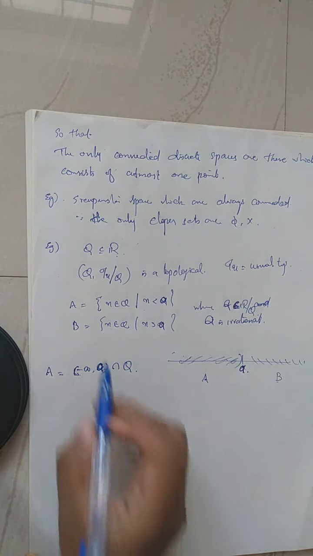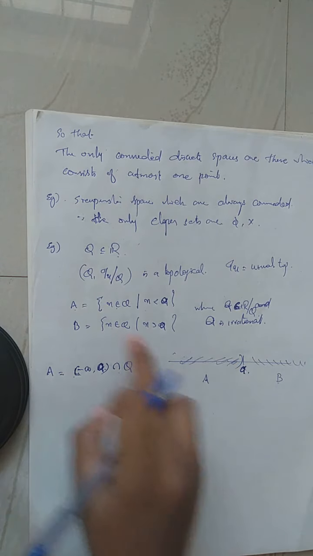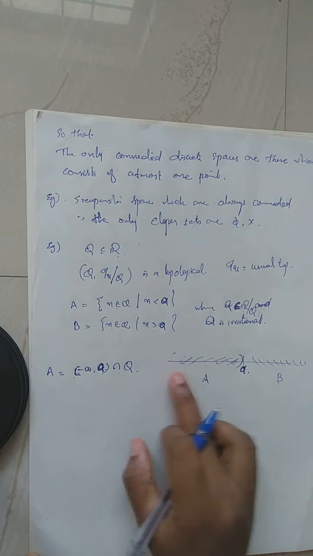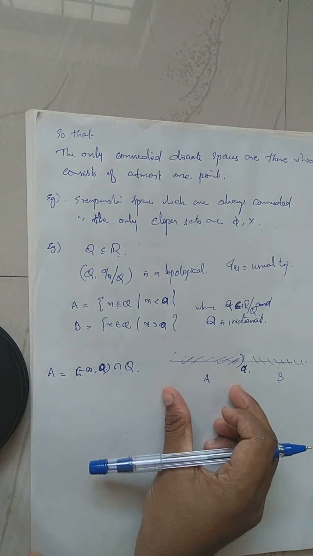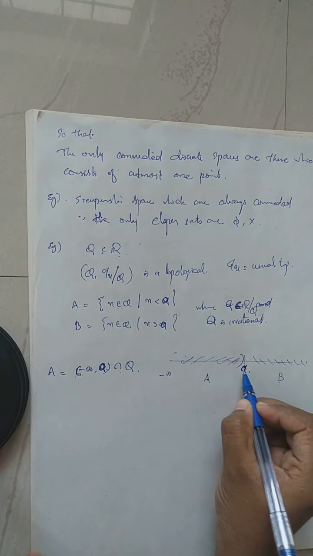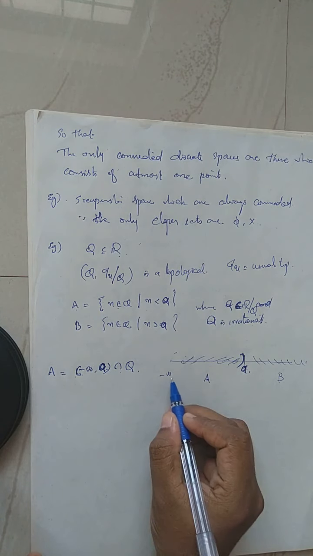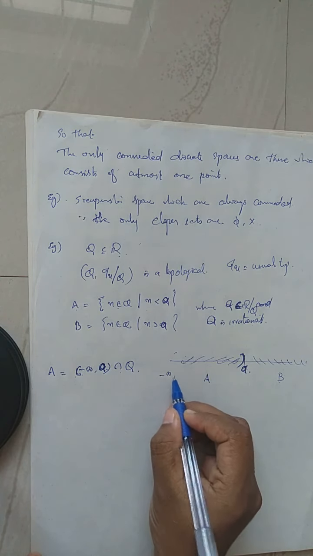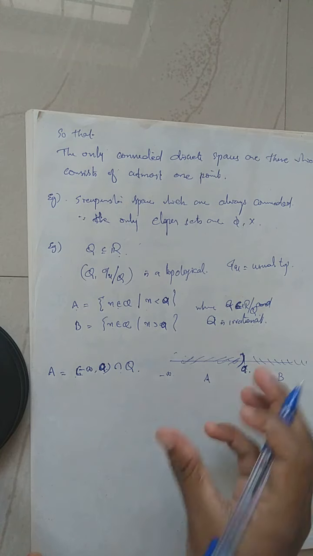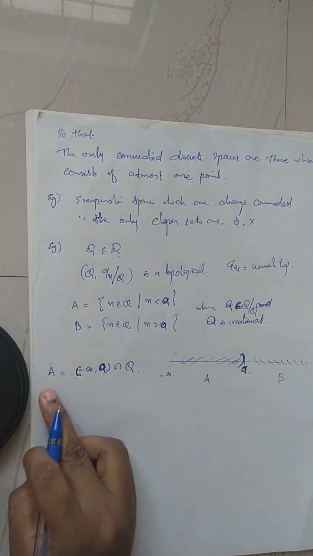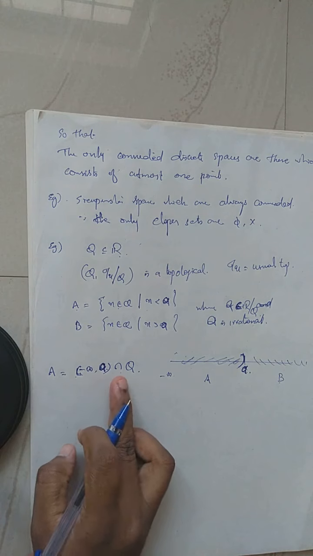അല്ലേ, ഈ ഏരിയയിൽ നിന്നും റാഷണൽസ് മാത്രം എടുത്തതാണ് എ. ഈ ഏരിയയിൽ നിന്നും റാഷണൽസ് എടുക്കുക പറഞ്ഞാൽ what is this area? It is nothing but this region, the minus infinity to a interval, an open interval. We are omitting this element, so it is an open interval minus infinity to a. Then you pick out all the rationals from here. So A is minus infinity a intersection Q.